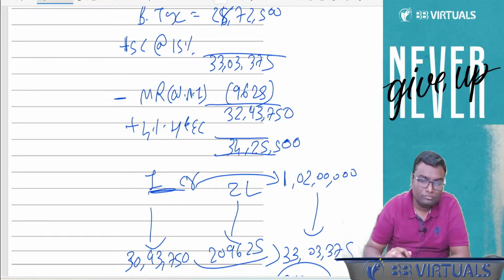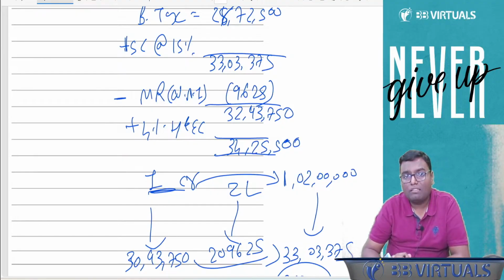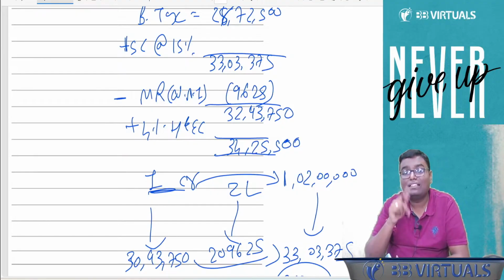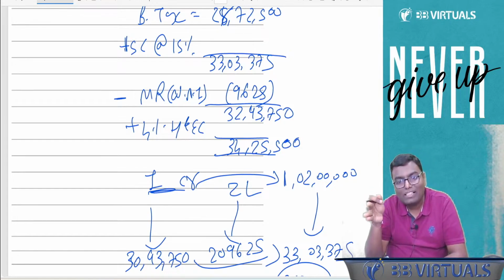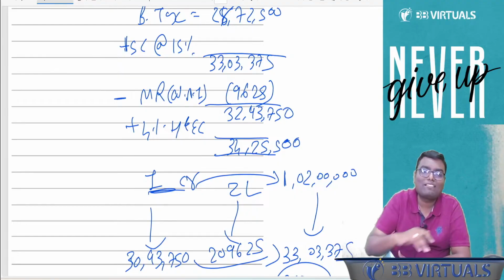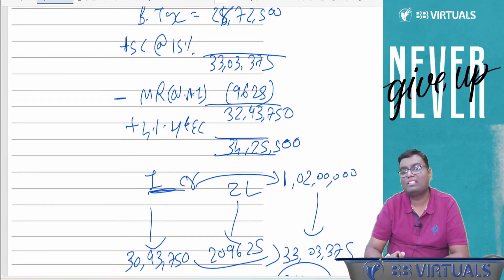More of the story. Marginal relief comes when earlier there was no surcharge, now there is a surcharge, or earlier there was a lower rate surcharge, now there is a higher rate surcharge. In both the cases, marginal relief can come into the picture.